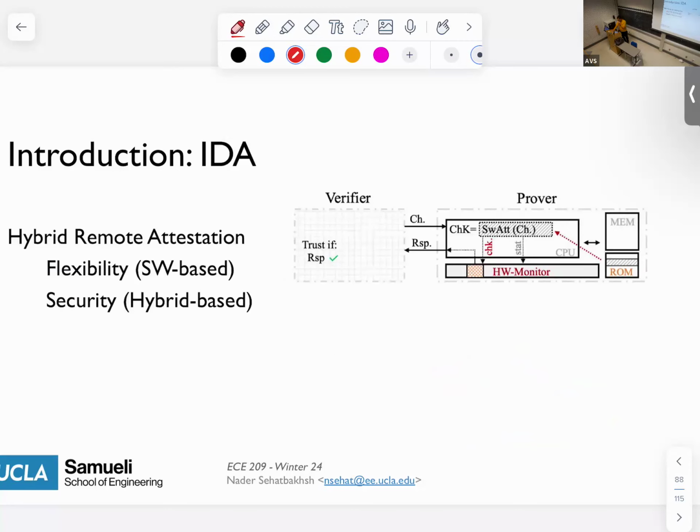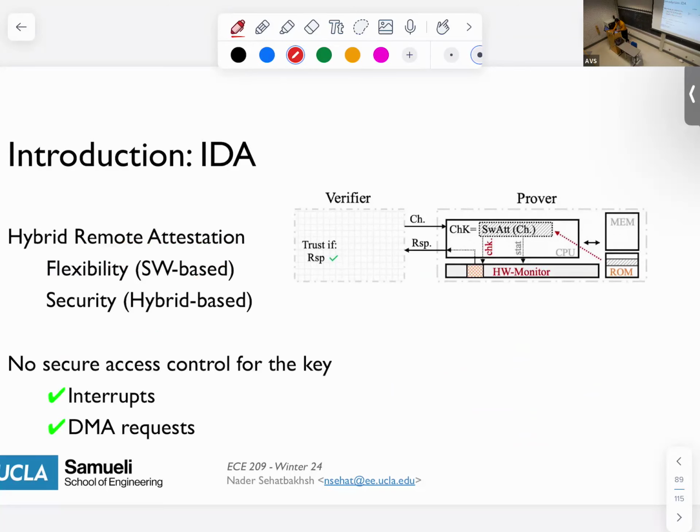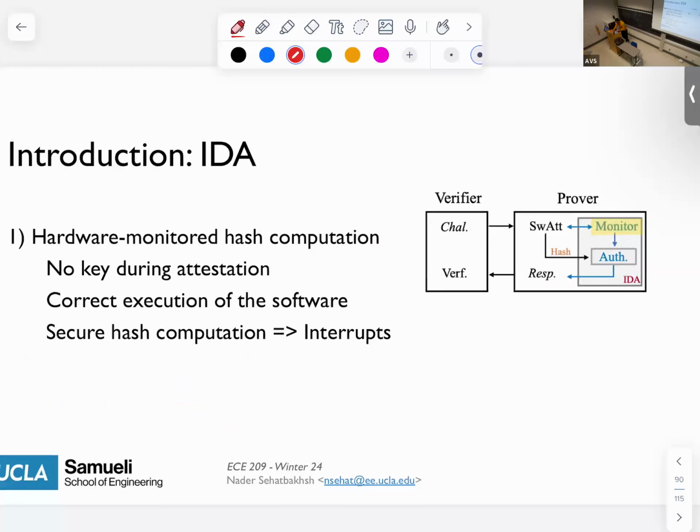So this is what we're going to propose. This is how we're going to fix this issue. Essentially, we want the flexibility of the software-based method and the security of the hardware-based method. Let's see how we achieve this. And we eventually want to get something that can support interrupts and DMA requests as well, okay?